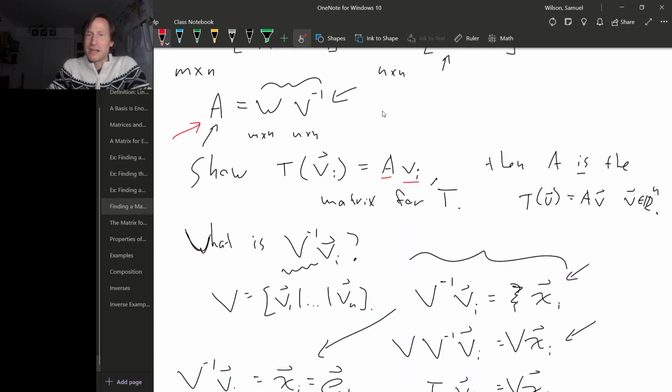I'll do it in red right here. So what is A times V sub I? Well, A is the matrix W times V inverse, right? And we're multiplying that by V sub I. Now, this first product, remember matrix multiplication is associative, so we can throw parentheses in here. And the product in parentheses is what we just worked out. That's the ith standard basis vector, so e sub I. But what is W times e sub I?